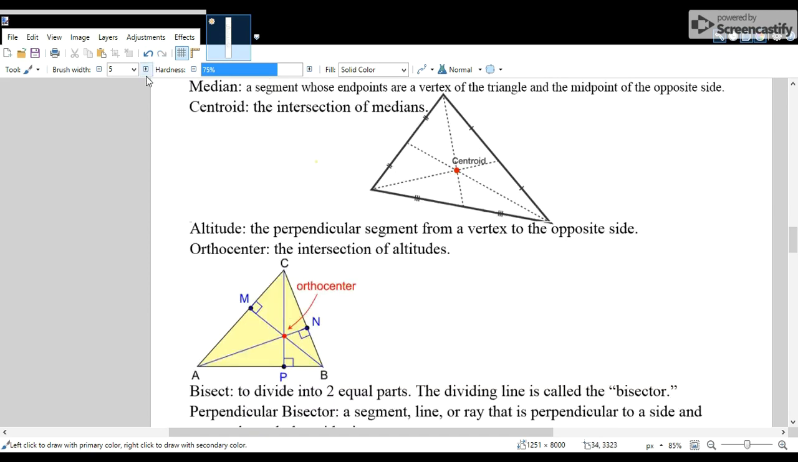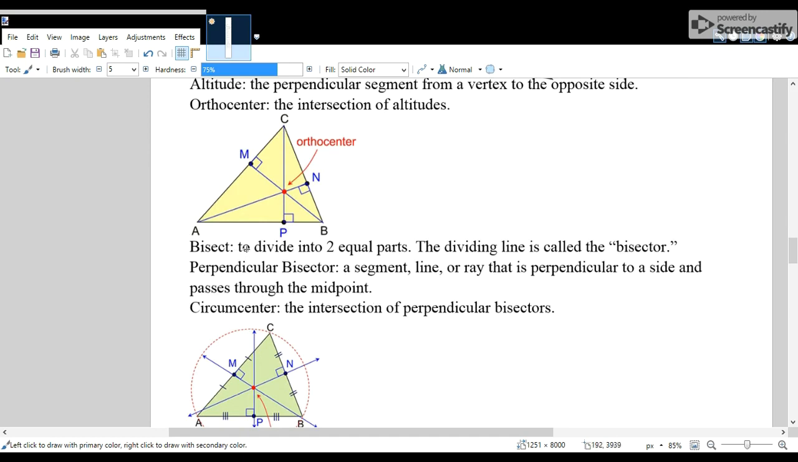The altitude is the perpendicular segment from a vertex to the opposite side. It forms right angles. Orthocenter is the intersection of these altitudes.